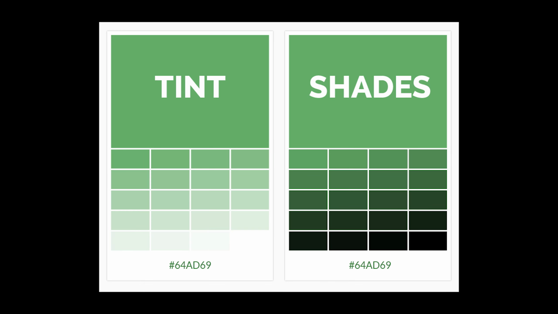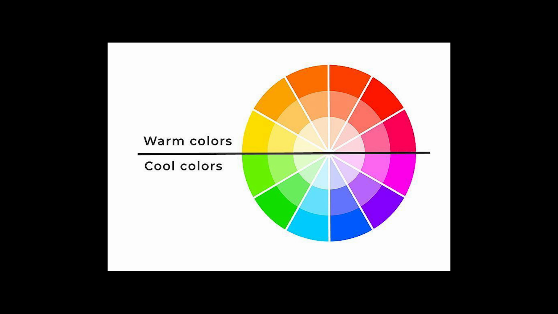Let's say you have some blobs of colored paint and then you add a little black paint to those colors to darken them. These are called shades. If you add white paint to brighten them, they are called tints. Now let's take a look at the color wheel and discuss what are known as warm and cool colors.